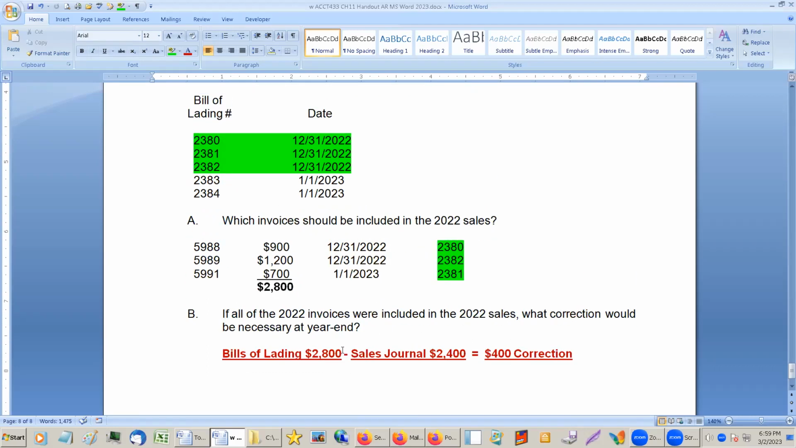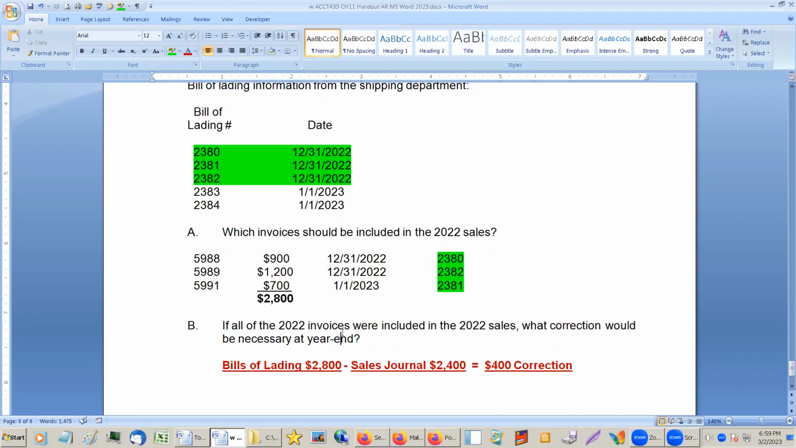So anyway, you're going to get one of those on the test. What should the correction be on?